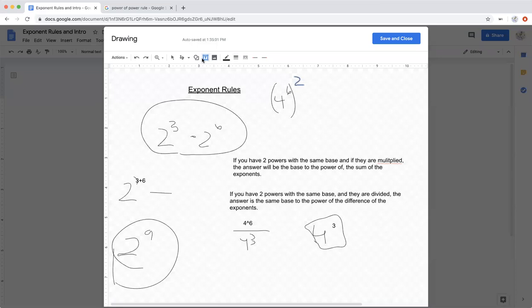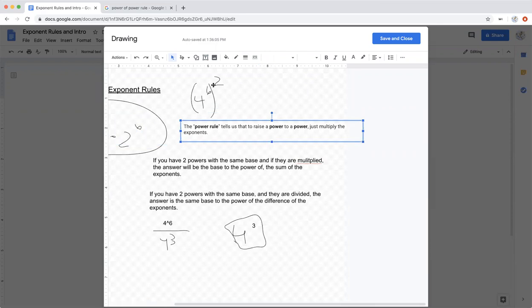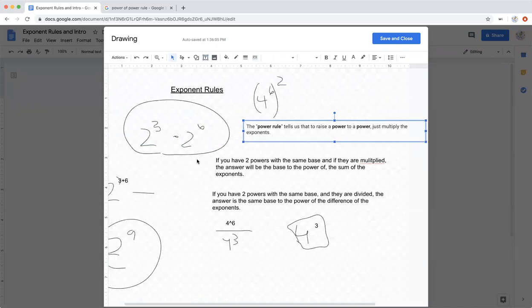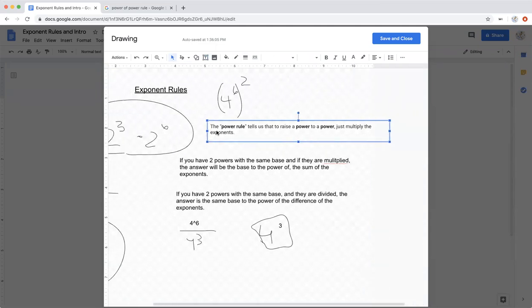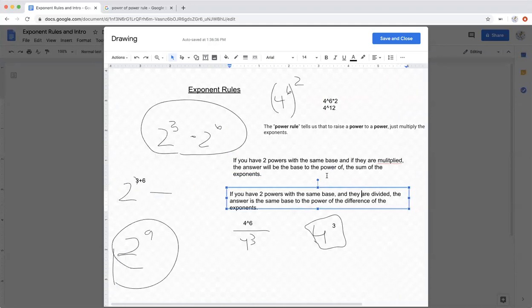So here's an easier definition for you to understand. The power rule tells us that to raise a power to a power, in this case, to raise 4 to the 6 to the power of 2, you just have to multiply these exponents together. While when we were multiplying the two powers together, it was adding the exponents. But when you're raising a power to a power, you just multiply the exponents. So in this case, it would be 4 to the power of 6 times 2, so it would be equal to 4 to the power of 12. So those are some of the few exponent rules.